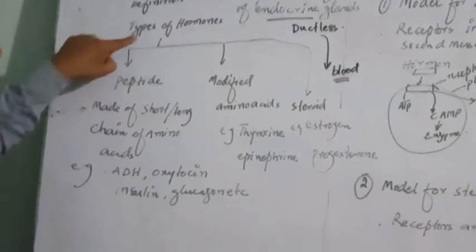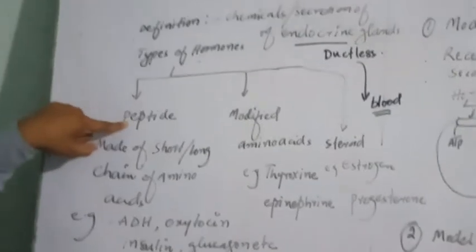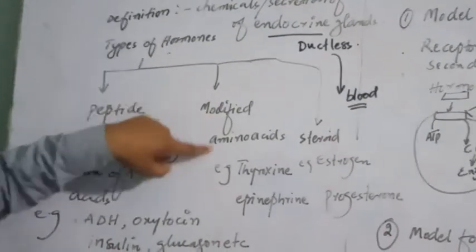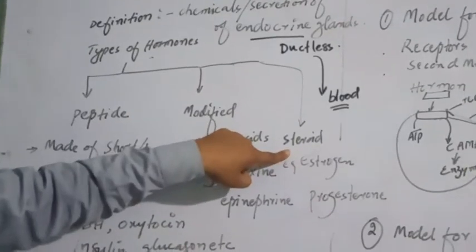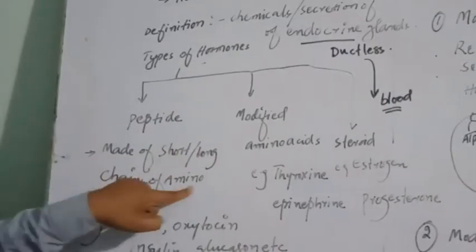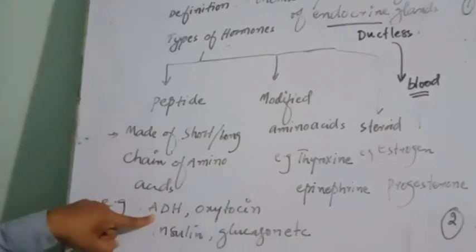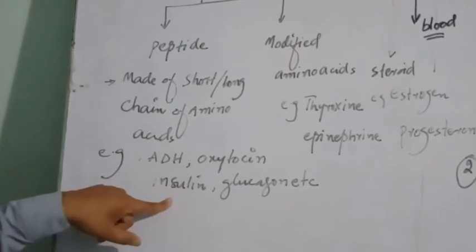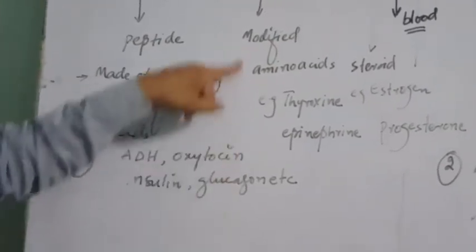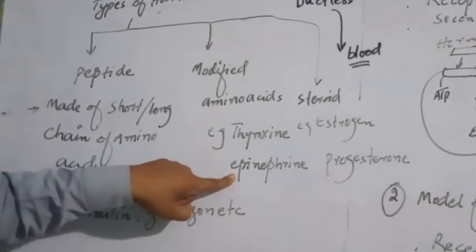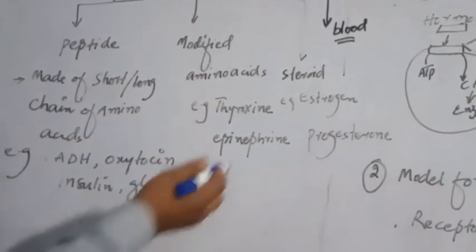Now, types of hormones. There are three types of hormones: peptide hormones, modified amino acid hormones, and steroid hormones. Peptide hormones are made of short or long chains of amino acids. Examples: antidiuretic hormone ADH, oxytocin, insulin, glucagon, etc. Modified amino acid hormones include thyroxine, epinephrine, norepinephrine, and so on.